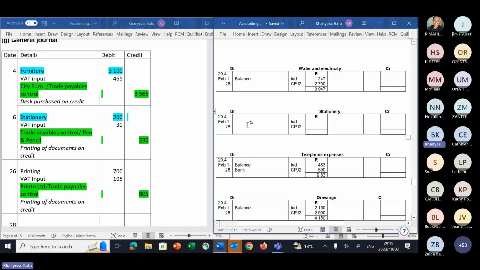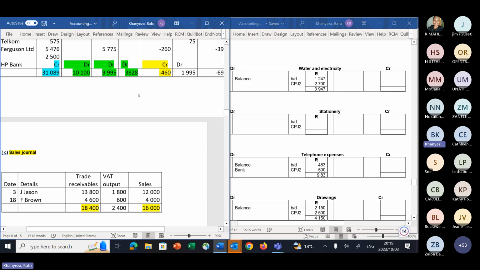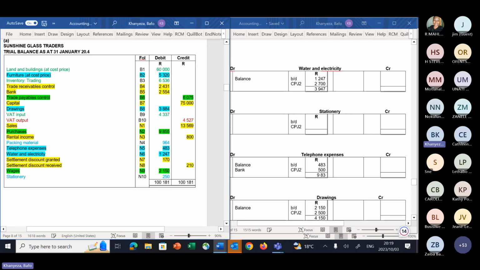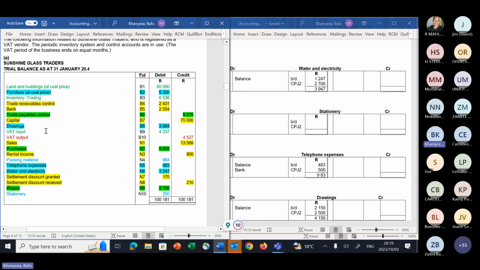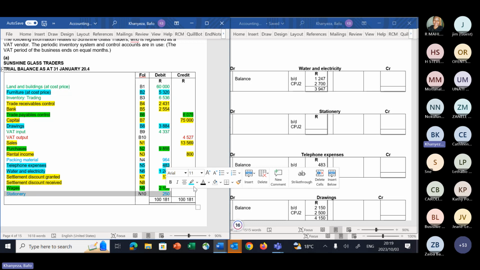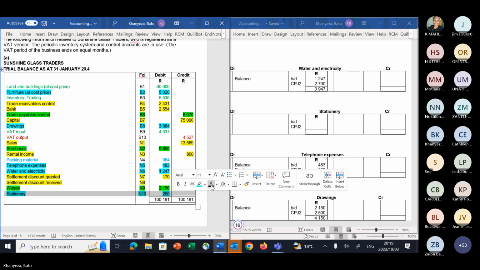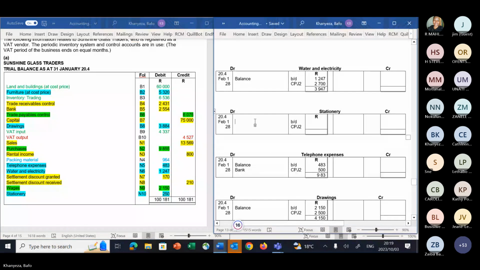Stationery, what's the balance? I'm going to be a bit fast now so that I can catch up on time. We've been doing this quite a lot, so that at least we finish exactly on time, but we also have to prioritize that you understand. So stationery, the balance is 250. It's an expense.